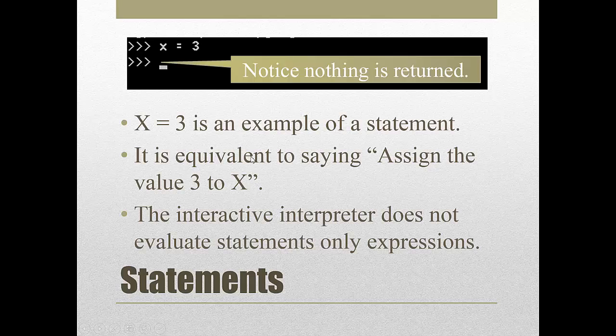So, an example of a statement is, for example, x equals 3. When we say x equals 3, we notice if we run this in the Python interpreter that it doesn't actually display a result after that. What the interpreter does is it executes this statement and puts 3 into x, but this statement doesn't really evaluate anything that needs to be displayed, so it doesn't display anything.